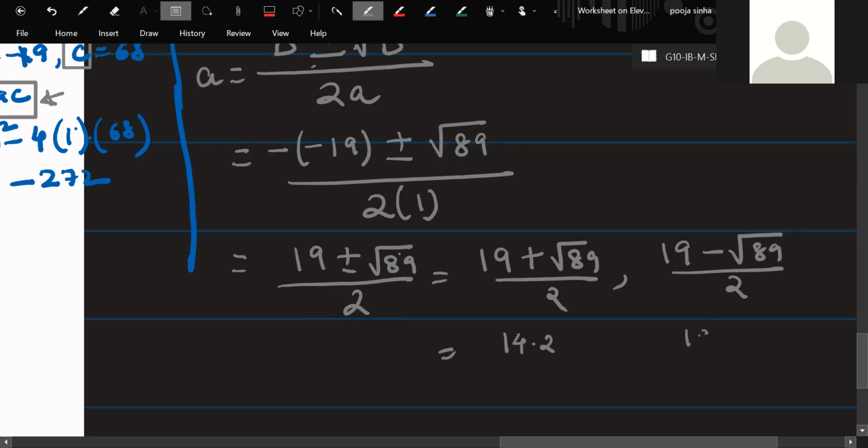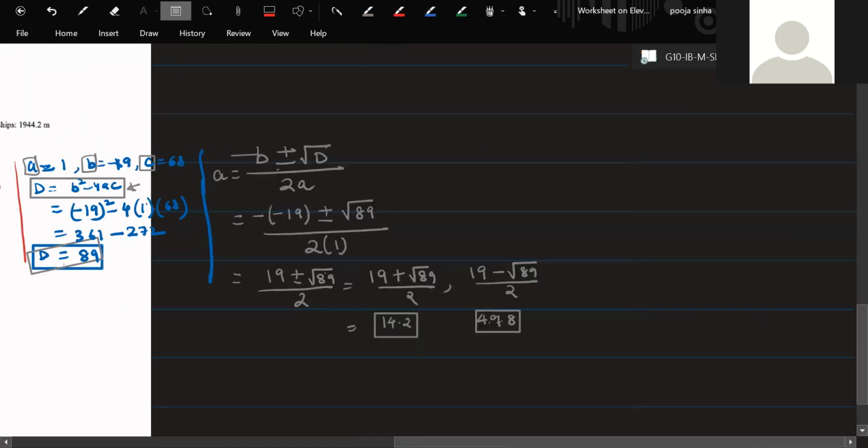So divided by 2, you get 14.2, and for this one it is 19 minus under root of 89 divided by 2. So you get 4.78. These are the two answers you get in decimals.